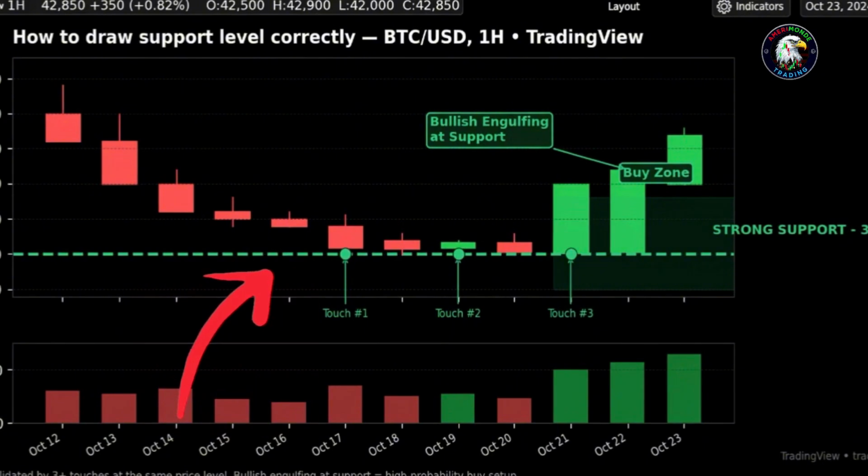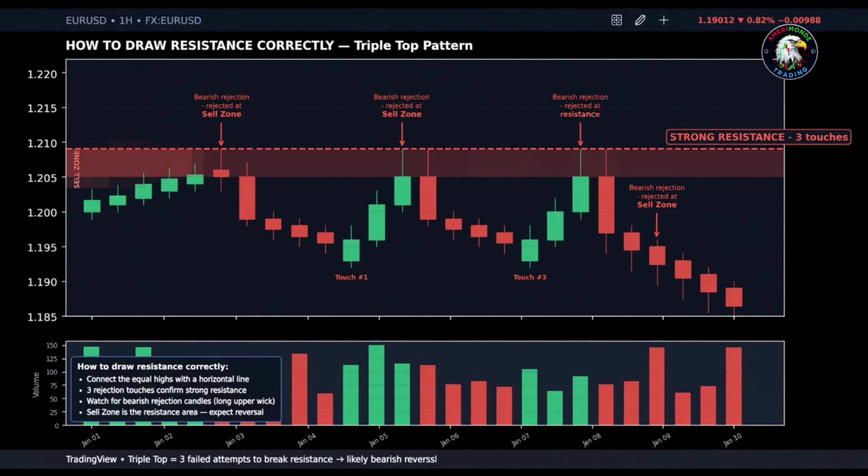Important, always draw on the body close, not the wick, especially on the 4H time frame. And here is a pro tip. The strongest support is formed after my C3 expansion at 5 a.m. When C3 finishes with high volume, that's where institutions create a new floor. Mark it.